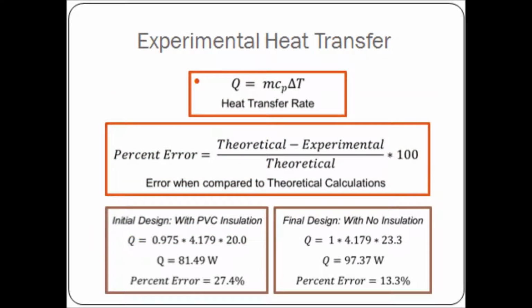Our experimental heat transfer rate was calculated using the top equation seen here. Comparing this heat transfer rate to the theoretical value we calculated earlier, we found an error of 27.4% when our design included the PVC sleeve. Since our error was higher than we expected, we decided to remove the PVC sleeve to expose more of the copper to the ambient air. After doing this, we found an experimental error of only 13.3%.